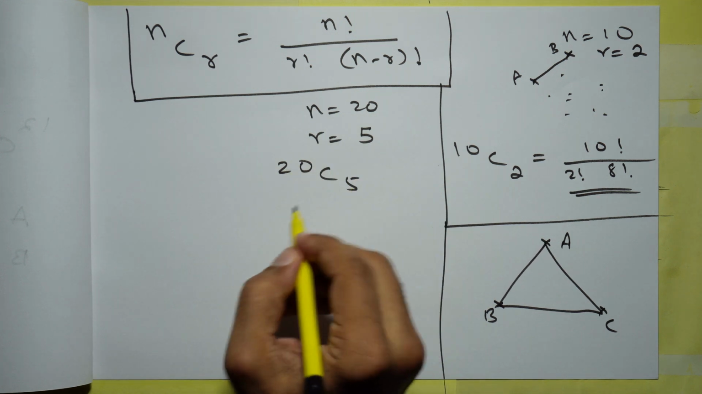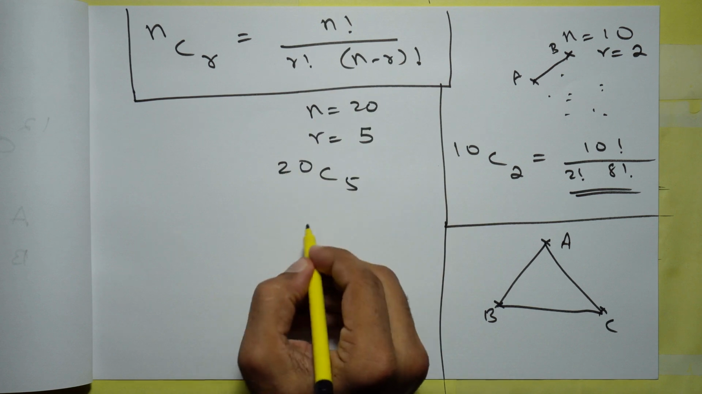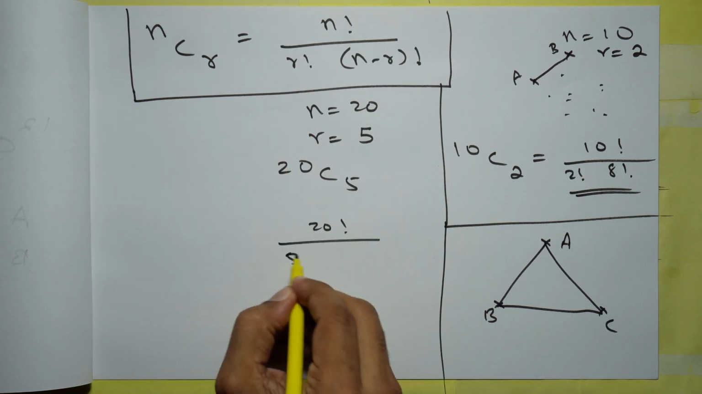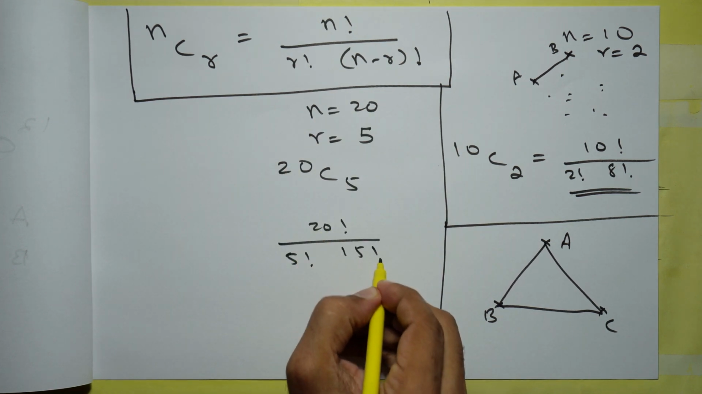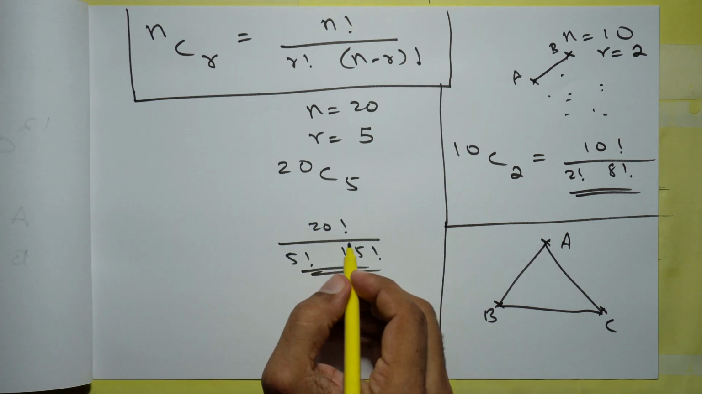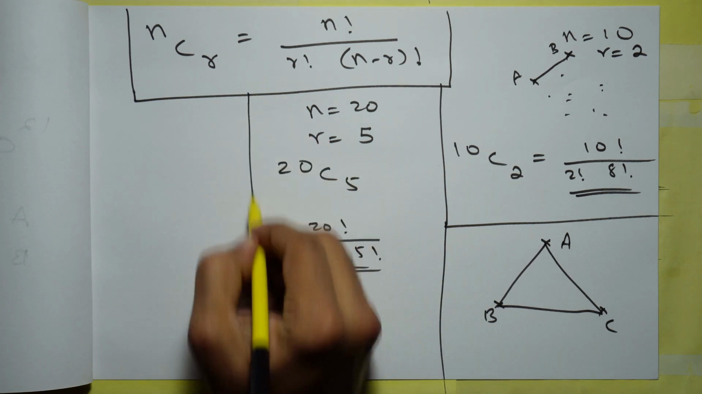So it will be 20C5. So substitute into the formula. So n factorial by r factorial into n minus r factorial. This many ways of selecting 5 people from 20.